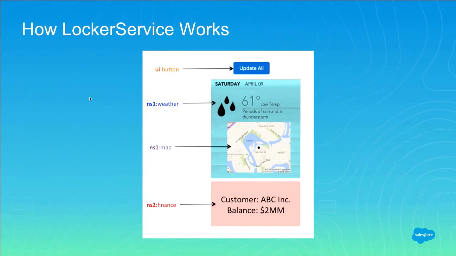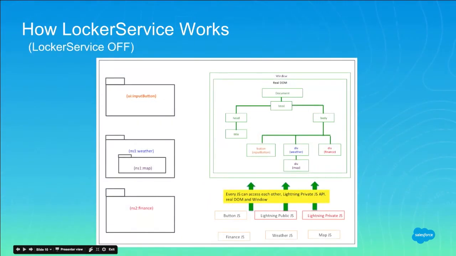All right. This is what the world looks like with Locker Service not enabled. On the top right of the screen, you can see the real DOM, and at the bottom right, you see the JavaScript from all of these various components on the same page. As you can see, all the JavaScript has access to the real DOM, which introduces the security issues that I was talking about. Meaning, the data rendered by any other component, in this case the finance data, which is sensitive, can be accessed by any JavaScript, whether it's from namespace one or any other JavaScript.